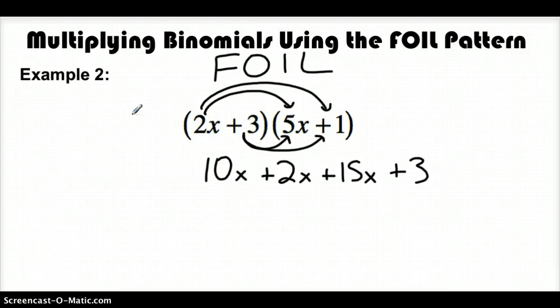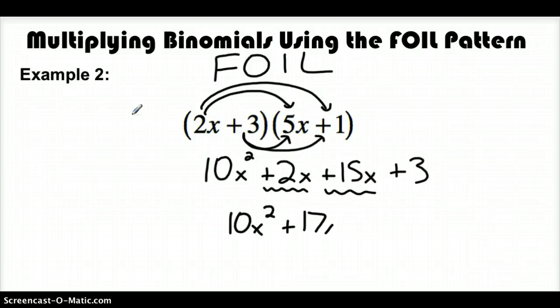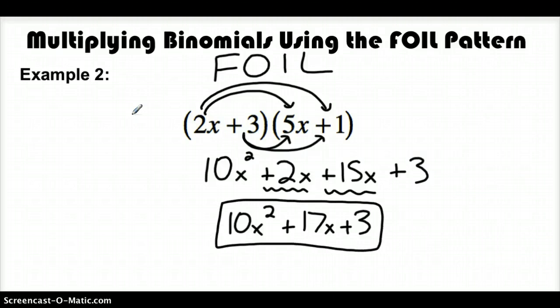I'm still going to go ahead and combine these like terms here a little bit. Sorry, I forgot that's 10x squared. Almost had a big mistake there, so it's good that you go back and look and make sure. And so finally, this is going to give me 10x squared plus those like terms will come to 17x, and then I have that positive 3. And this will be our final answer in standard form.